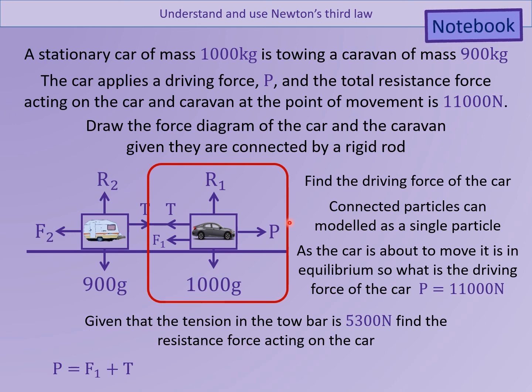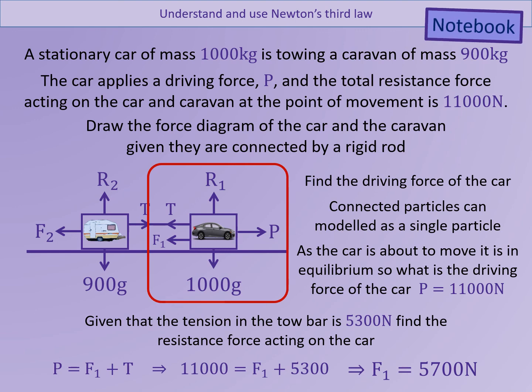So, acting horizontally, we can see that P is the forwards force acting on the car, and F1 and T are backwards forces acting on the car. As the car is in equilibrium, it's on the point of moving, but it's currently stationary. P must equal F1 plus T. Substituting in the values for P and T gives us F1 is 5,700 newtons.